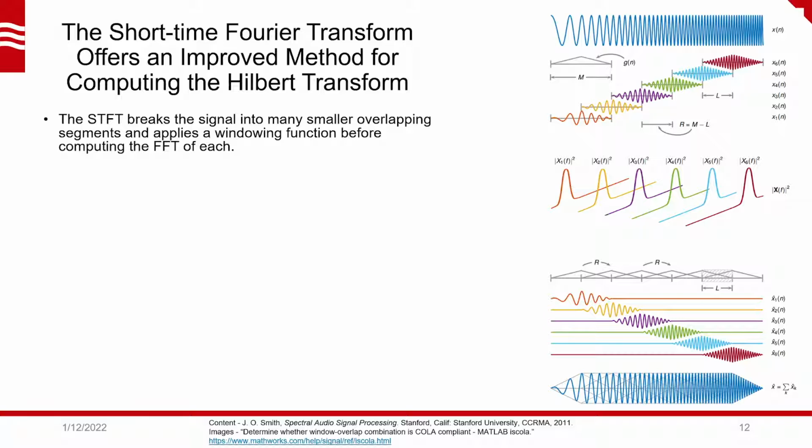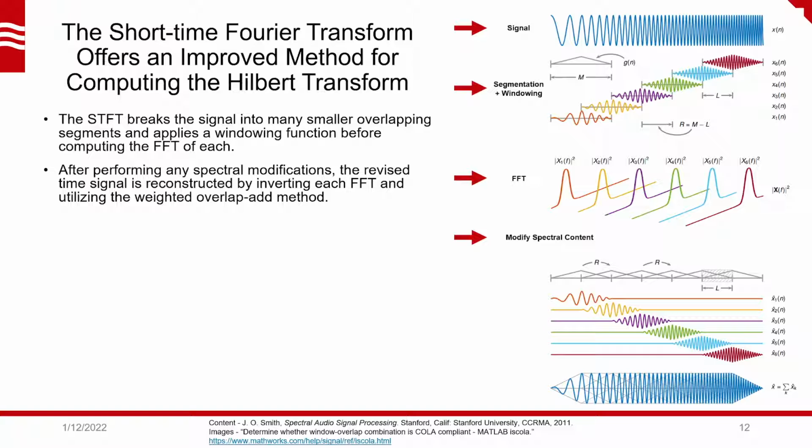So seeing that got me thinking, what is an existing process that already incorporates windowing and FFTs? Why, the short-time Fourier transform, of course. So the short-time Fourier transform is a process where you take some initial long signal and break it into many smaller overlapping segments and apply a windowing function to each before computing their FFT.